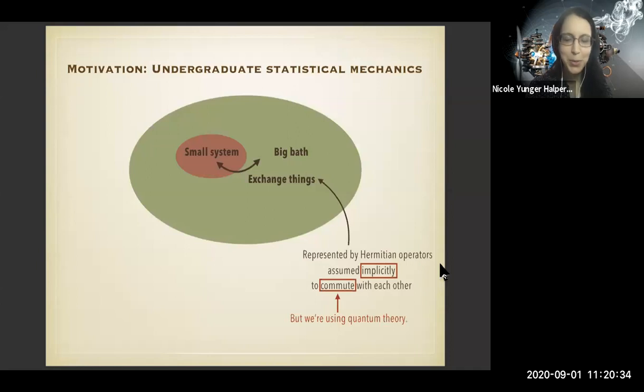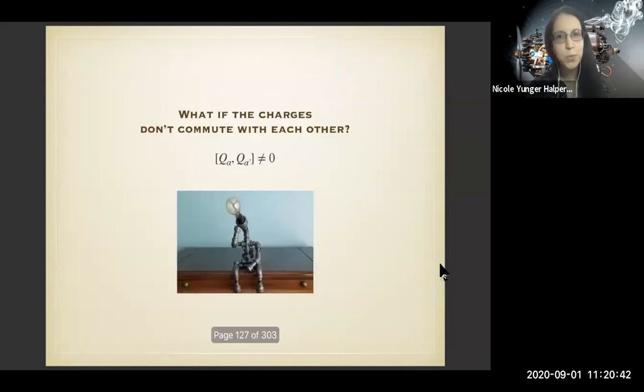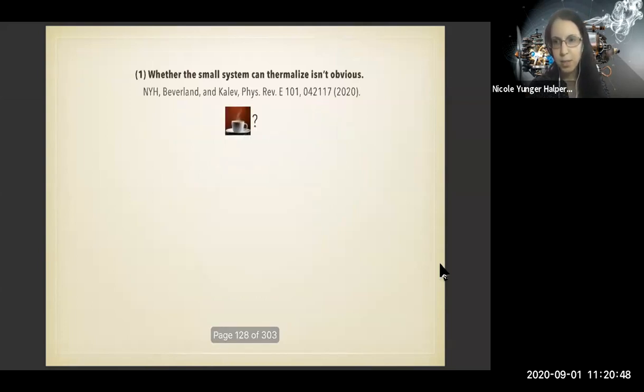But we're doing quantum statistical mechanics, and non-commutation of operators is one of the hallmarks of non-classicality. So what if the charges don't commute with each other? Turns out that some of our intuitions can get thrown off. It isn't obvious whether the small system can even thermalize.